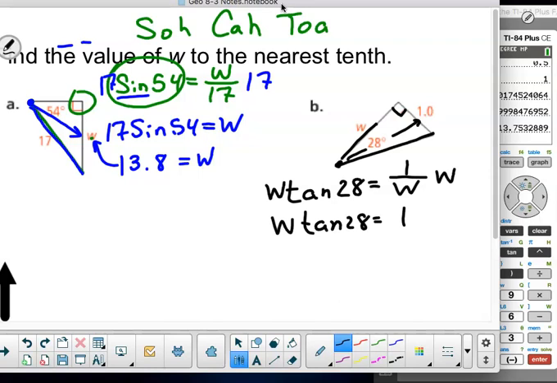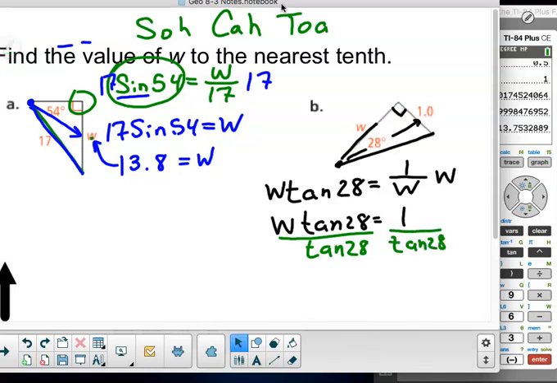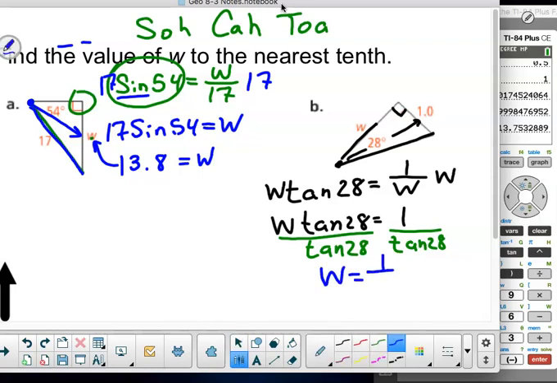Now, to get rid of the tangent of 28. Remember, this is a number. The whole thing stays together. The tangent of 28 represents a value. And so I'm going to divide by tangent of 28. So now I get W is equal to 1 over tangent of 28.